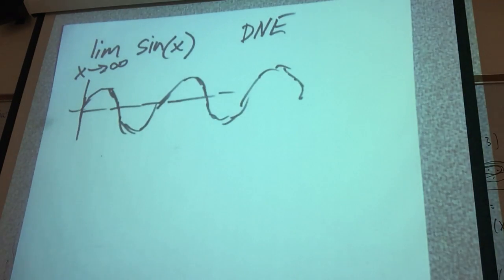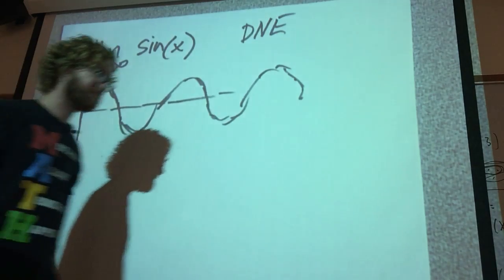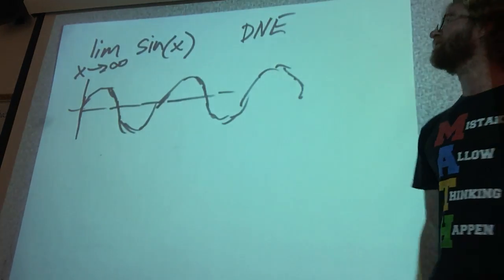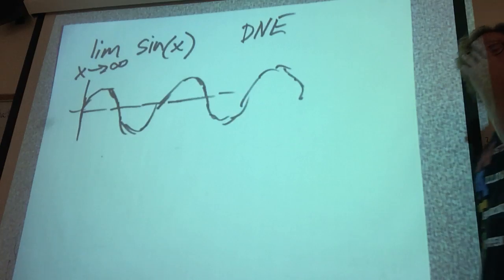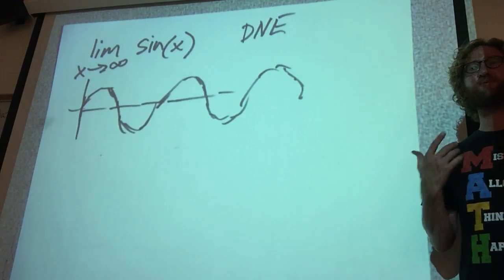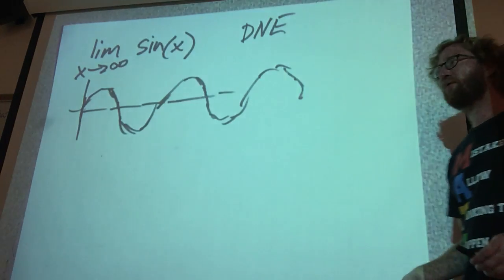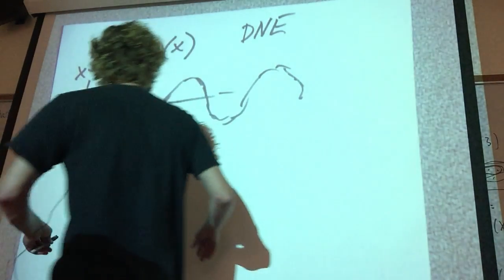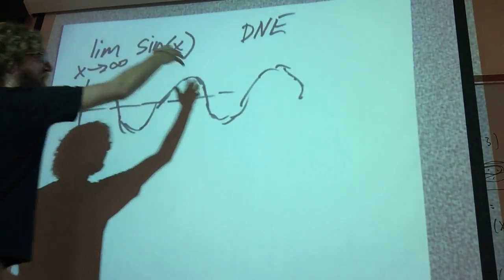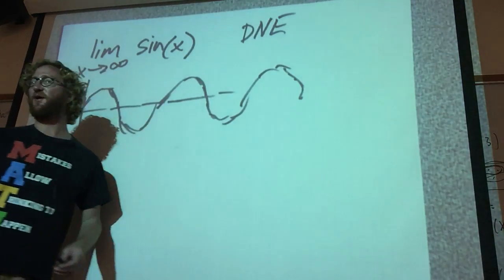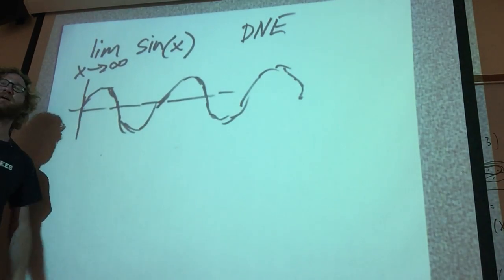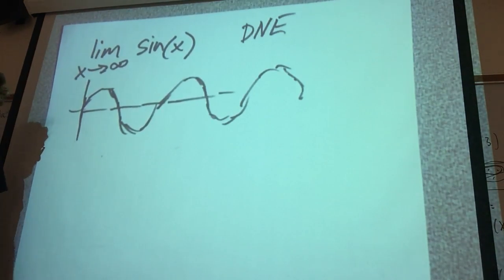The limit as x tends towards infinity of sine of x does not exist because sine of x is a wave. It's always going to be bouncing back and forth between -1 and 1. So this limit never converges to a single number, because no matter what, it's always just going to be a wave. It's going to keep on being a wave forever, and so as it goes off to infinity, it's still a wave.